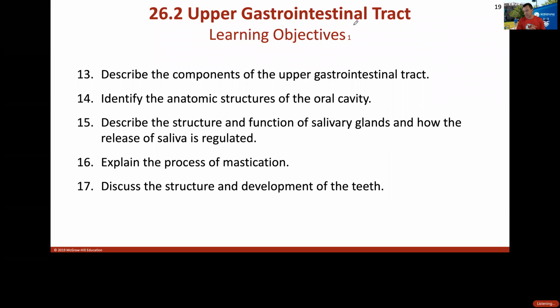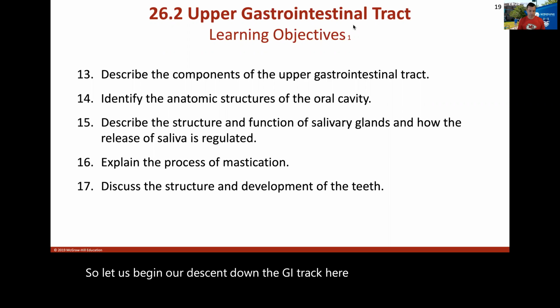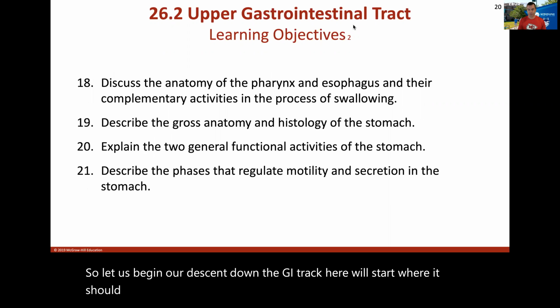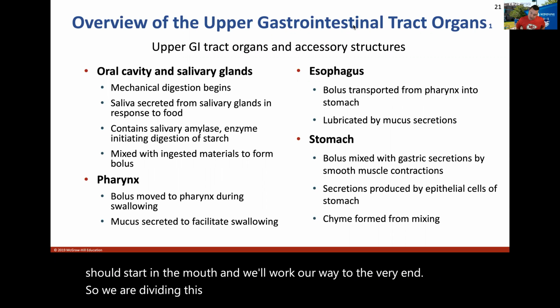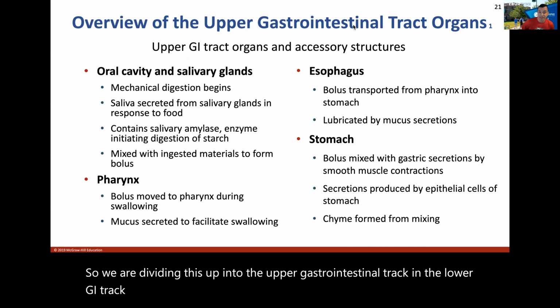So let us begin our descent down the GI tract here. We'll start where it should start, in the mouth, and we'll work our way to the very end. So we are dividing this up into the upper gastrointestinal tract and the lower GI tract. And the upper GI tract is the mouth, pharynx, the esophagus, and the stomach. Everything else is the lower.